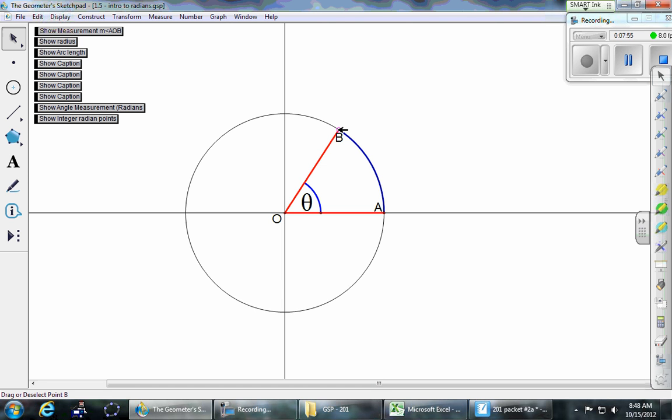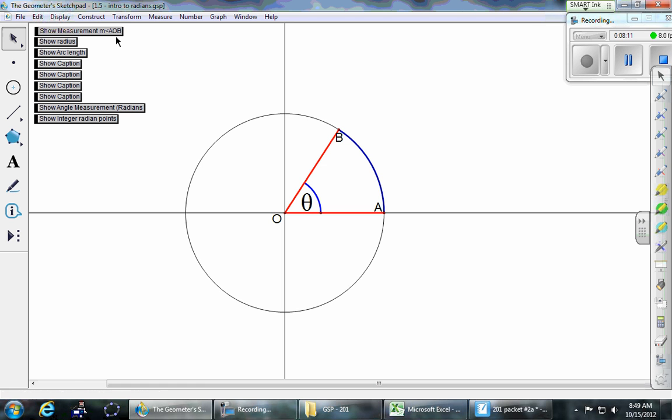Degrees are a fairly arbitrary way to measure angles, and I know that probably we're all much more comfortable measuring angles in degrees than in radians. But all of calculus is done in radians. We'll see why next class. But anyway, 1 radian is that special angle where the arc is the same as the radius.